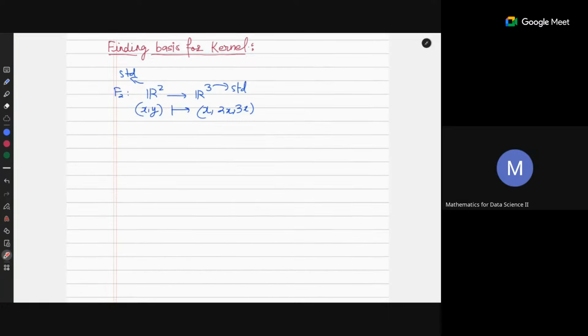So you have a standard basis given on the domain. Let me write it more precisely. So suppose the domain has the standard basis. The codomain also has the standard basis.